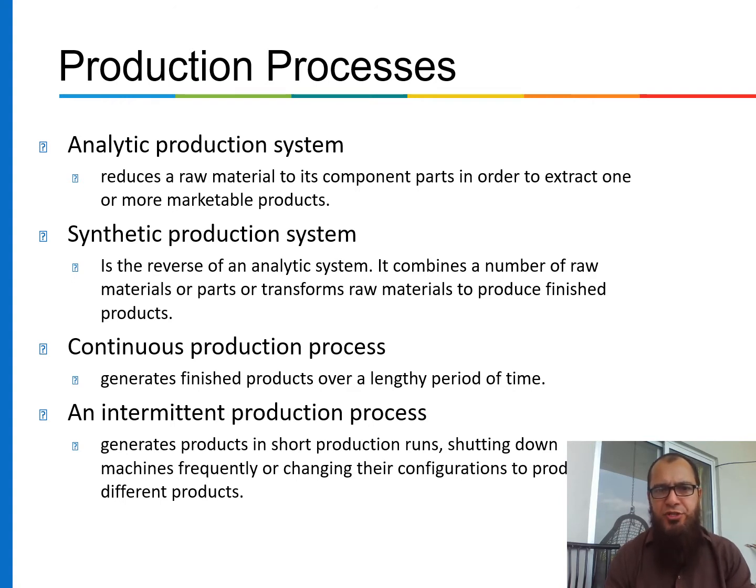Continuous production process generates finished products over a lengthy period of time. And intermittent production process generates products in production runs, shutting down machines frequently to change their configuration to produce different products.